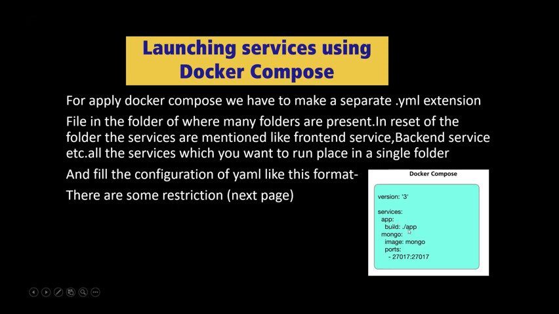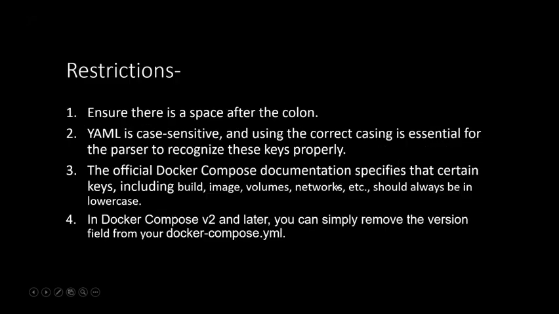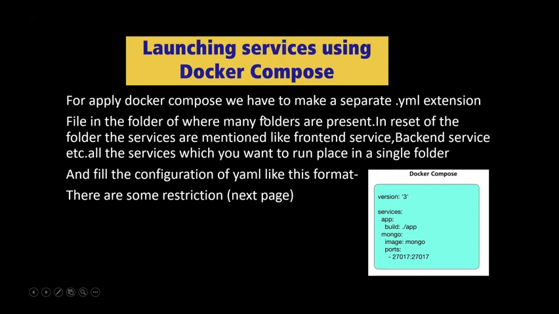So just write the command .app, and this is the custom image creation. And this Mongo is basically a base image which is already present on Docker Hub, so we don't have to take care of that. There are some restrictions also on that YML extension file. Ensure there is a space after the colon. This must be taken care of. After this colon there must be a single space. This is a basic rule in a YML extension file. Otherwise this is invalid.